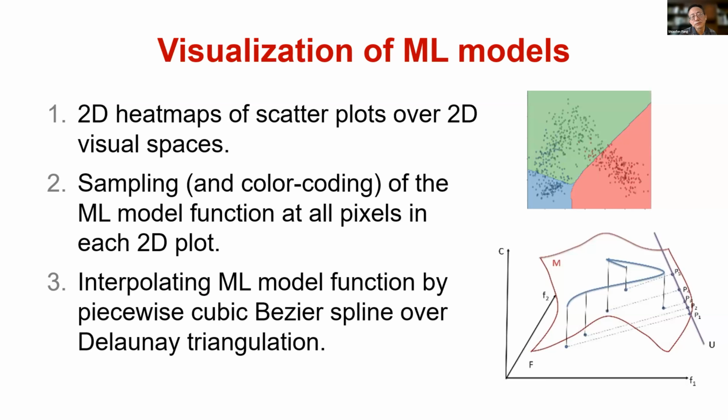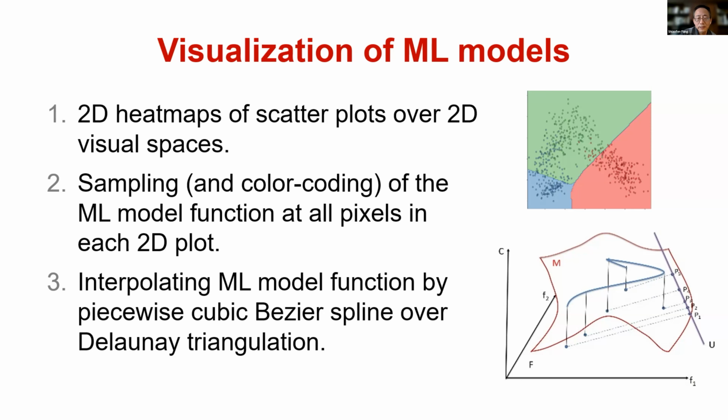There are many different ways to visualize machine learning models. I'm going to present one simple one we used recently, using a 2D heat map of a scatter plot. A scatter plot is a visualization method to visualize multidimensional data. Essentially, it's a two-dimensional subspace of your multidimensional data set, and then you project the data to that two-dimensional subspace. In our case, because we need to explain the machine learning model, the subspace should be a space where people are familiar with.